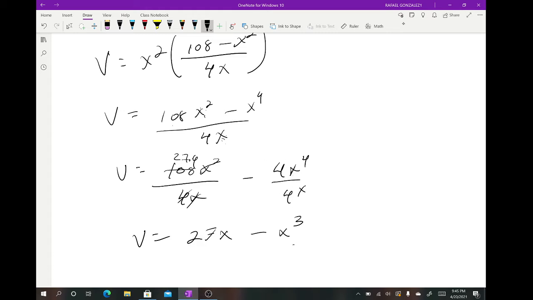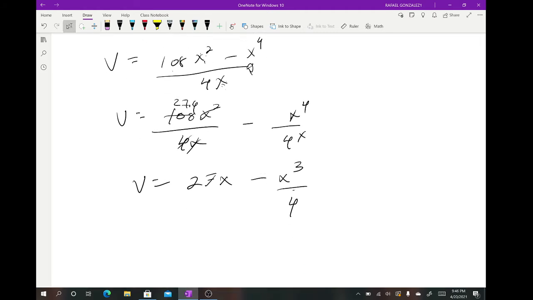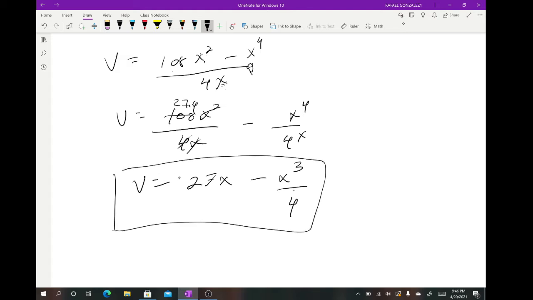Ooh, I added a 4 here. There's no 4 up here. So minus x cubed over 4. Does something look weird? Yeah, okay. So now we have a formula for the volume. Notice that this formula is in terms of just x's.